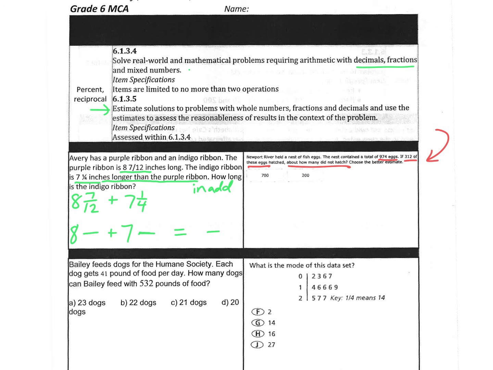So we could do some rounding, right, and round maybe 974 up to even 1,000. And we could do 312 is approximately 300. And since we know those hatched, we're wondering how many are left over and didn't. Subtract 700.